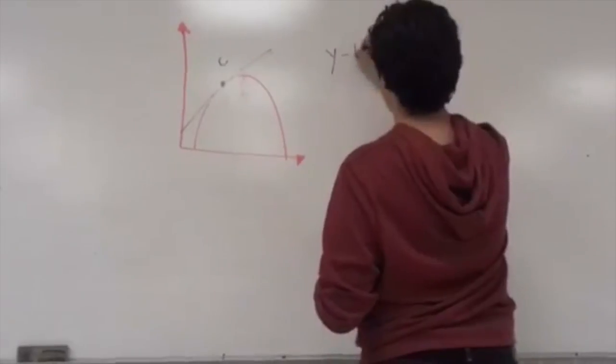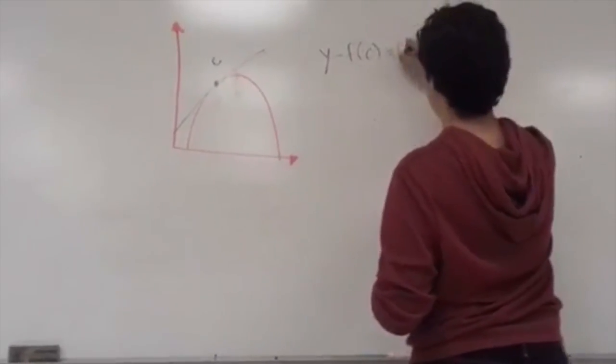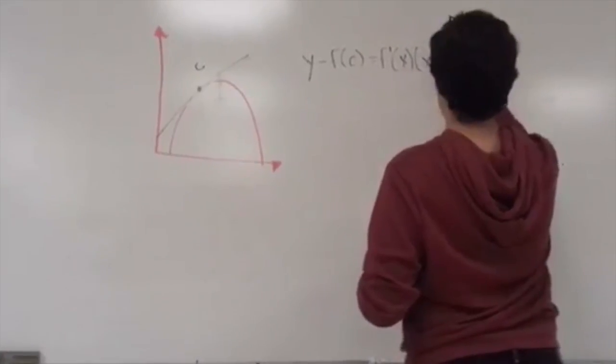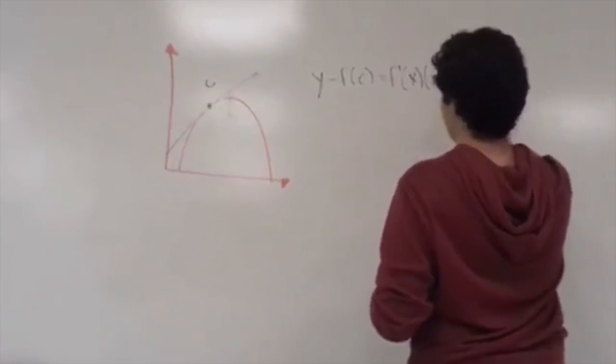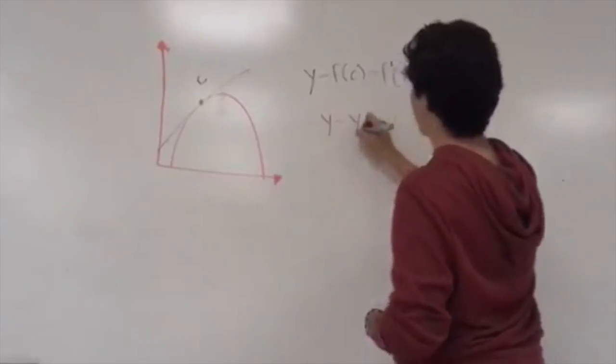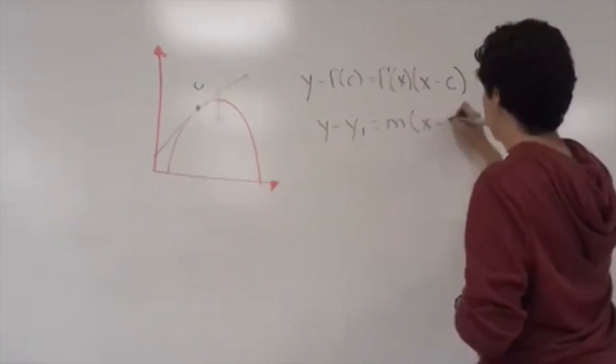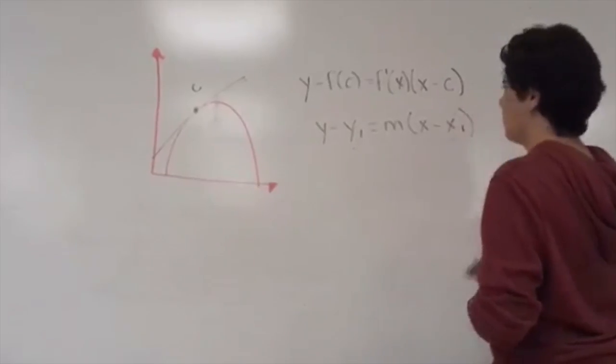point of contact. The equation of the tangent line of a function at x equals c is y minus f of c equals f prime of c times x minus c. And with that, we can see certain similarities with the point-slope form to get the equation of any function.